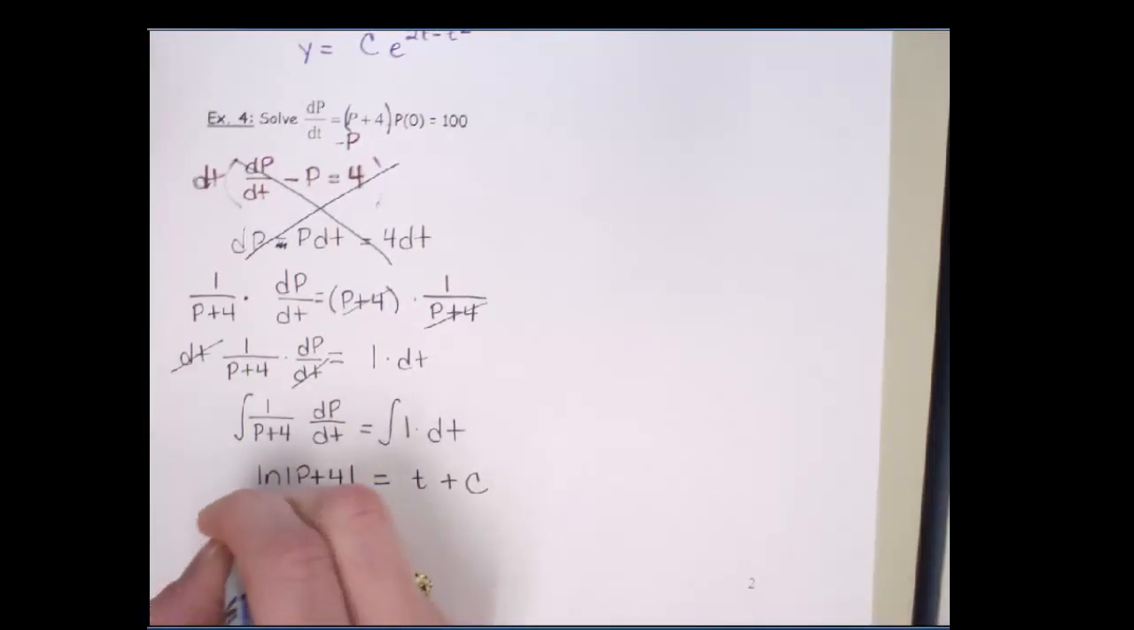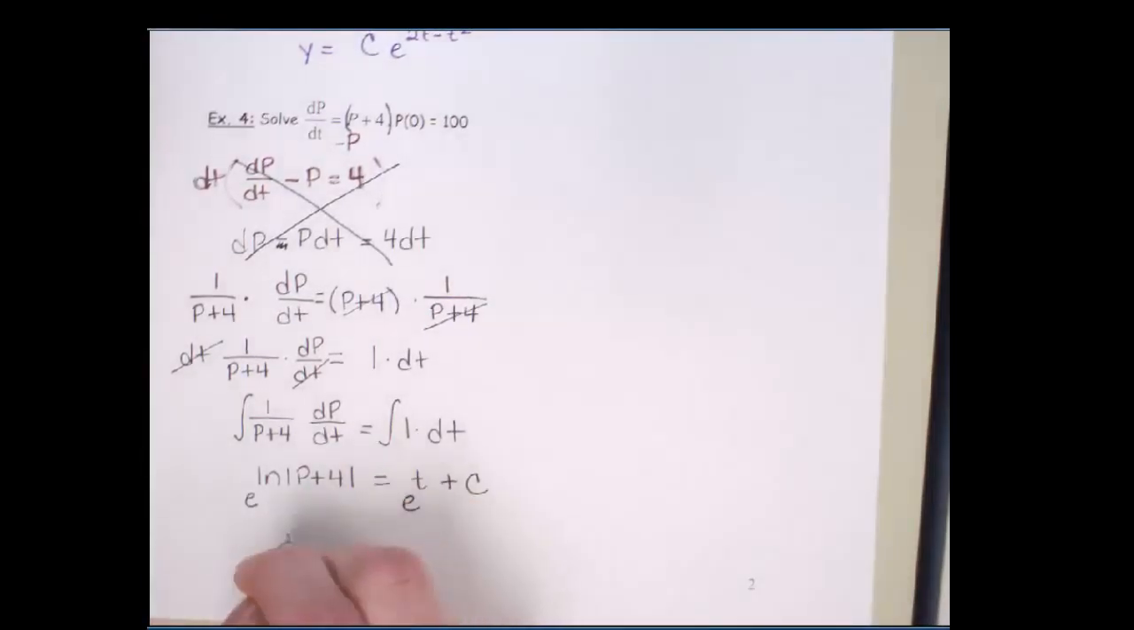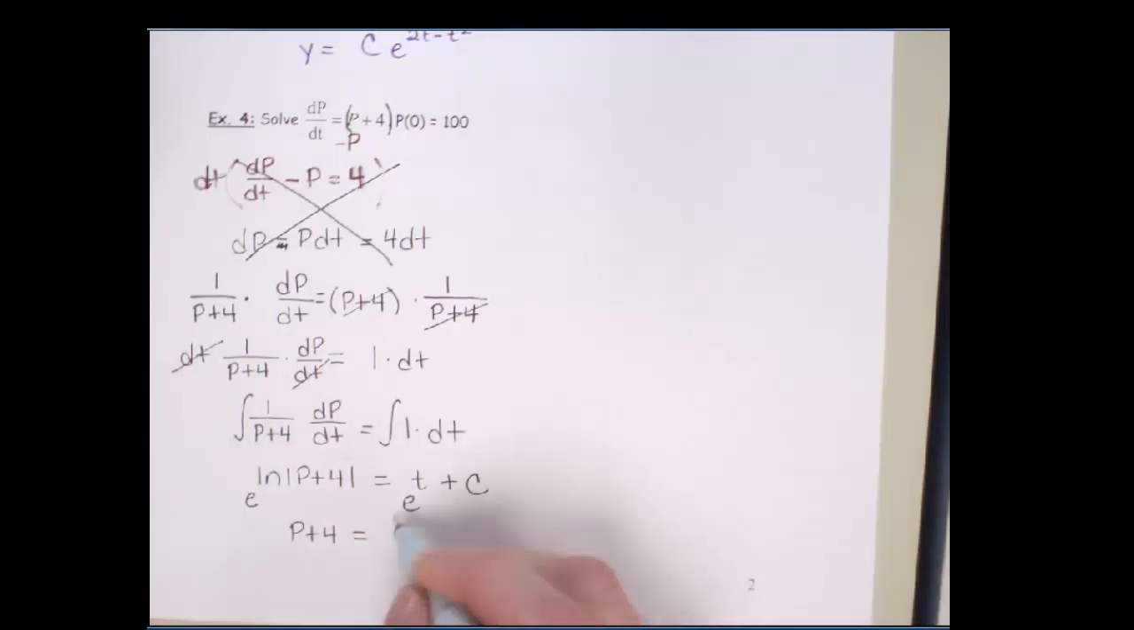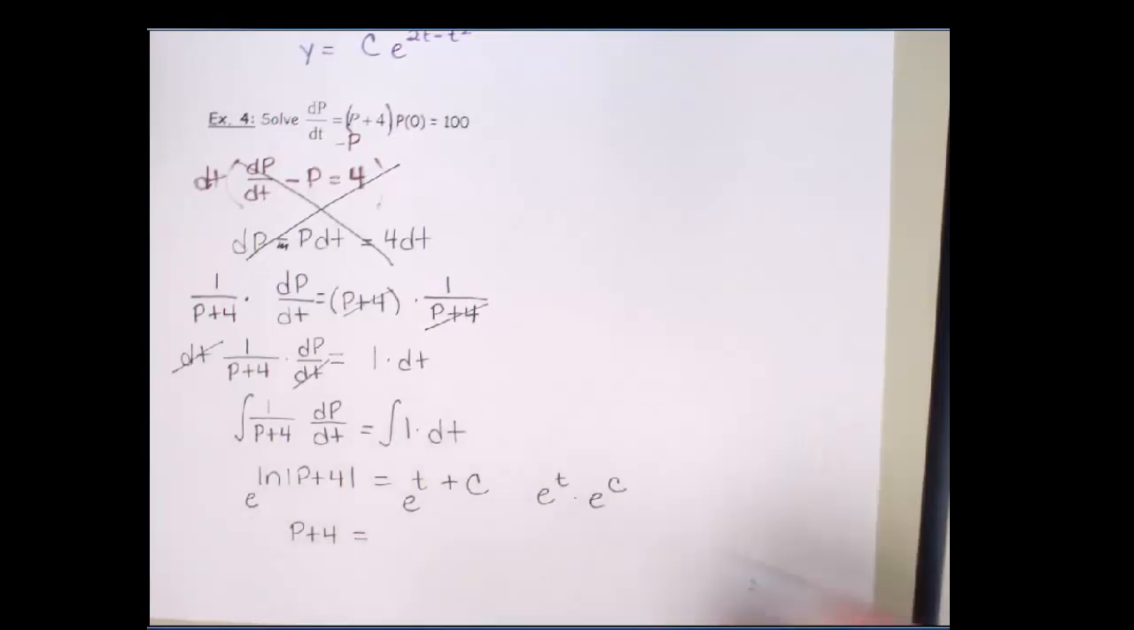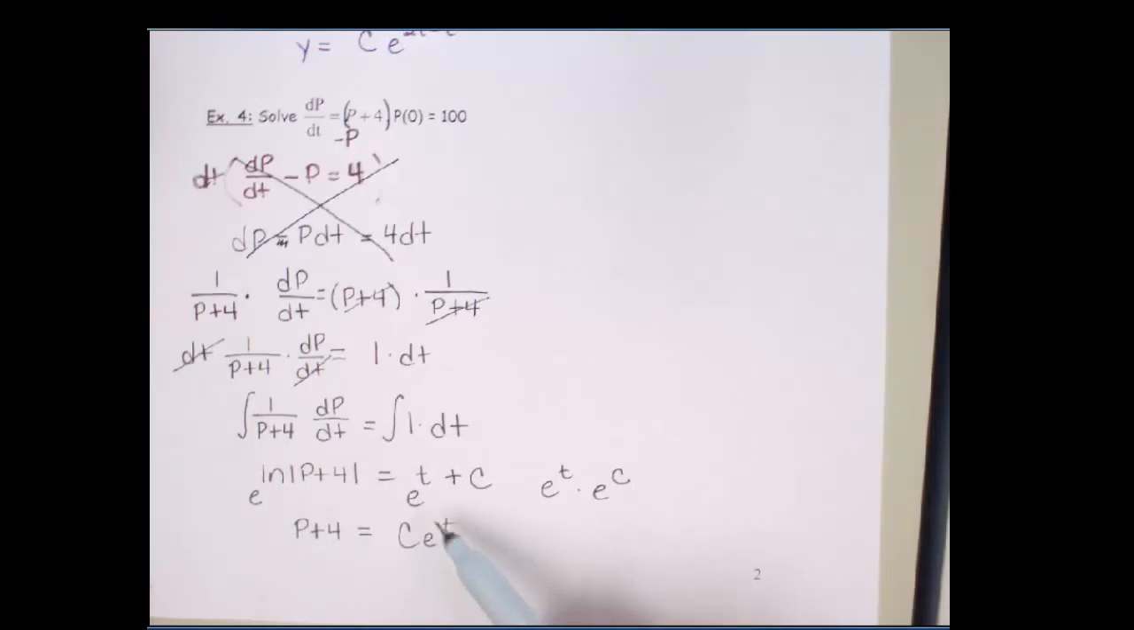So I've got to take the e of both sides. So I have p plus 4 equals e to the t plus c. Again, I can separate this as e to the t times e to the c, and so we just write it c e to the t. Notice, again, I dropped the absolute value bars because e to the t is positive, so I don't need absolute value bars because it's already positive.